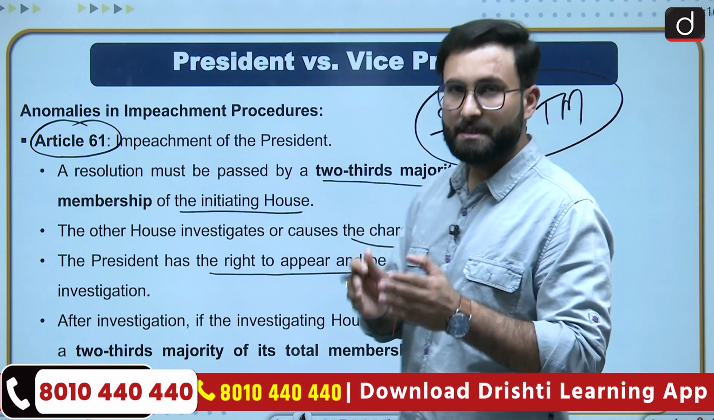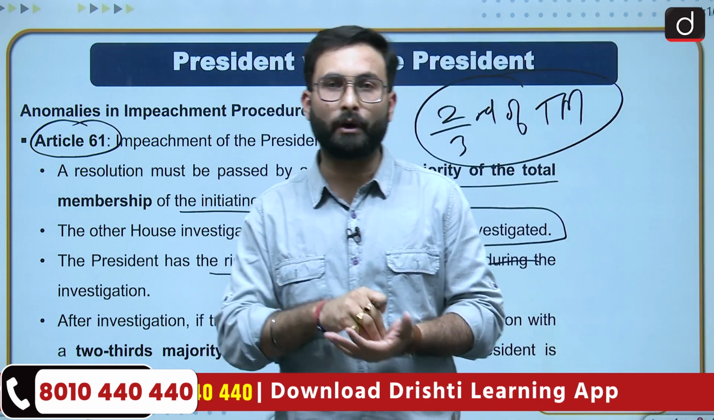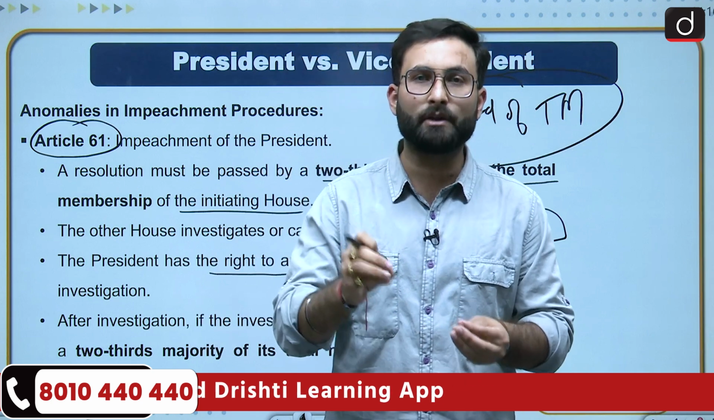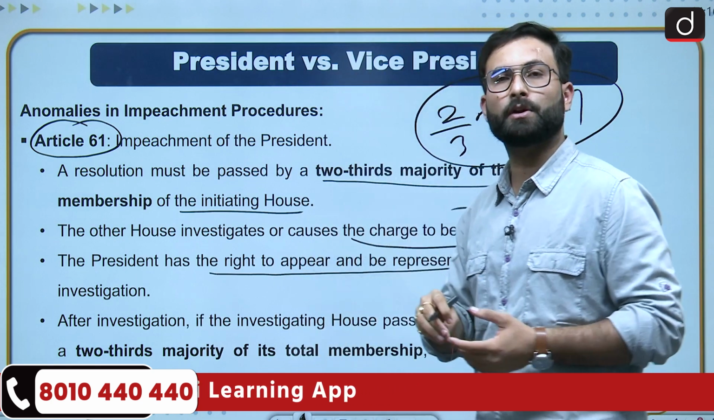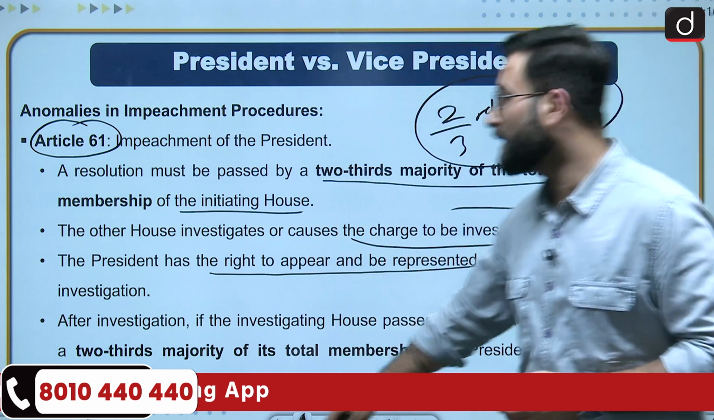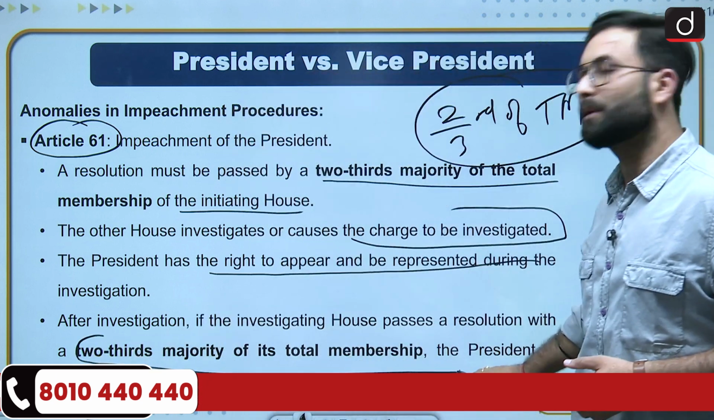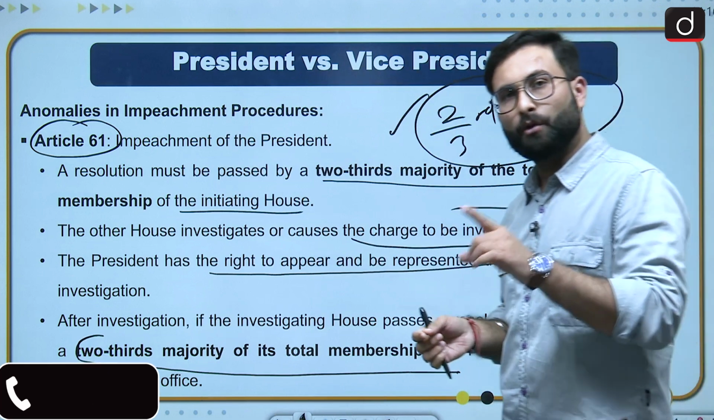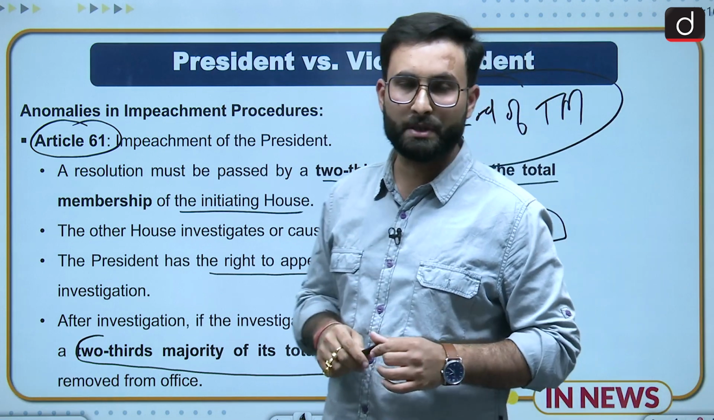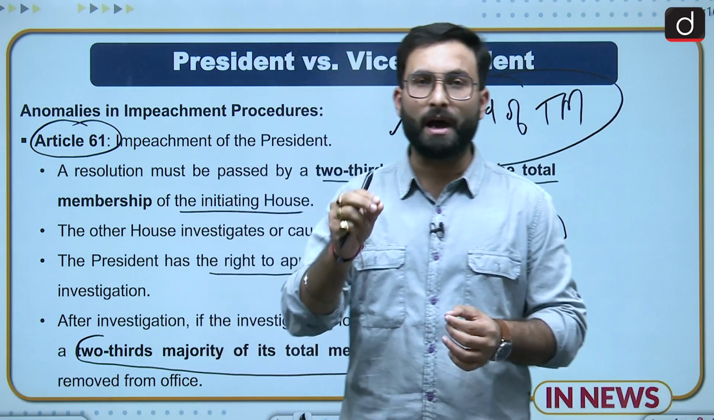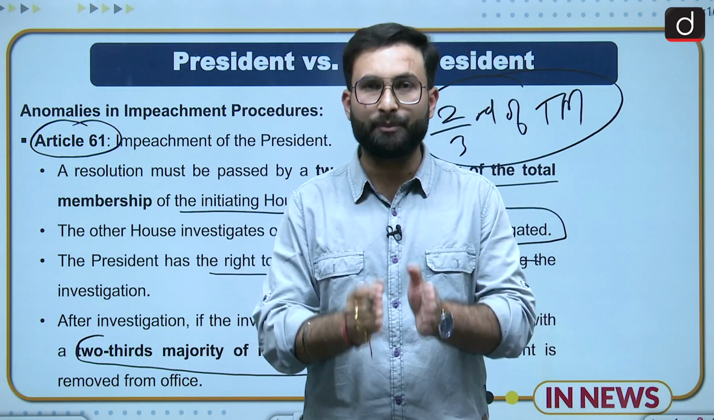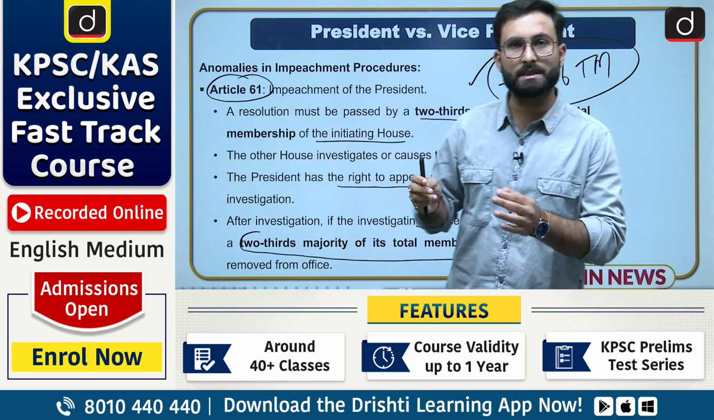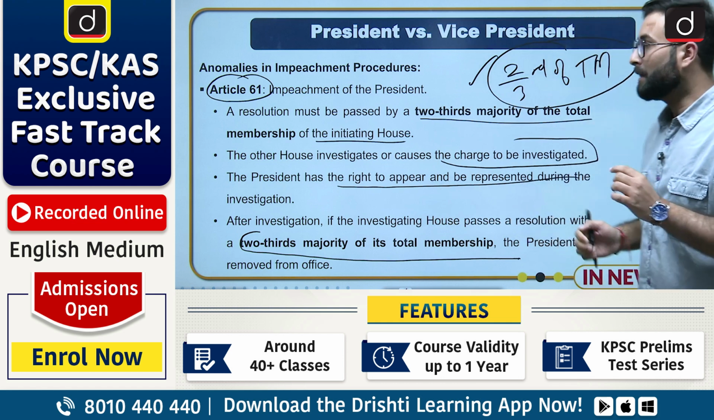Now once the investigation is concluded and they have found that the allegations hold substance, then they will go for the voting. In the second house they will go for the voting, and there they have to get 2/3 of the majority of the total membership of that house. The same majority is required over here. Once they pass this resolution, from that particular point of time the president stands removed. So that is the procedure for the removal of your president.